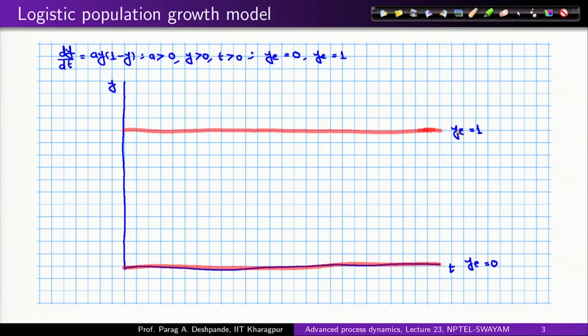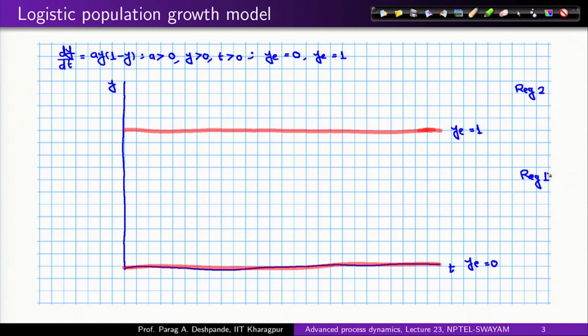Now, what did I do previously for this particular analysis? I divided my phase portrait into various regions. Let me do that here also. I have region 2, I have region 1.